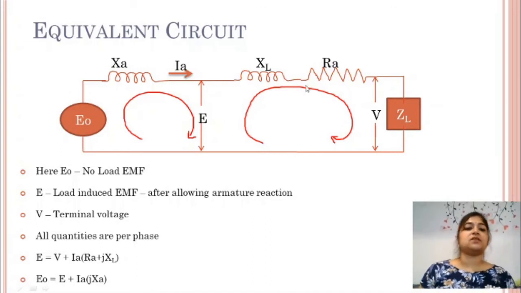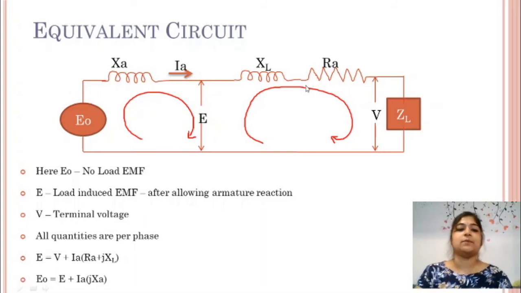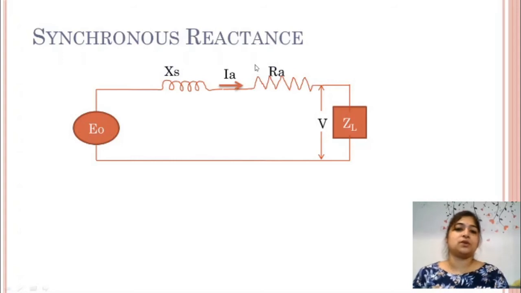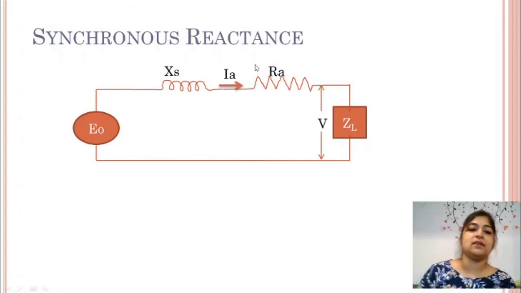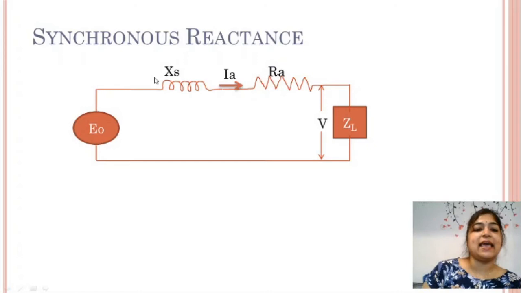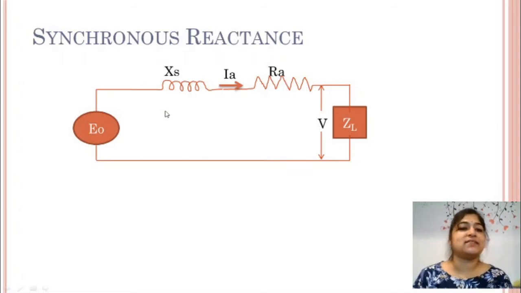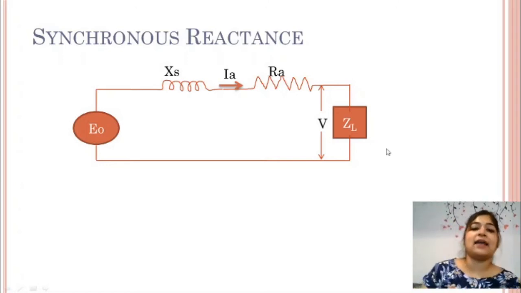You know that if resistances or reactances are connected in series, you can add them, and hence simplify this equivalent circuit. So can I add this XA and XL? Yes, definitely I can add XA and XL, and I can draw the equivalent circuit like this. Now when I have added XA and XL, I'm getting another term called XS. This XS is called the synchronous reactance, which is the combination of XA and XL.